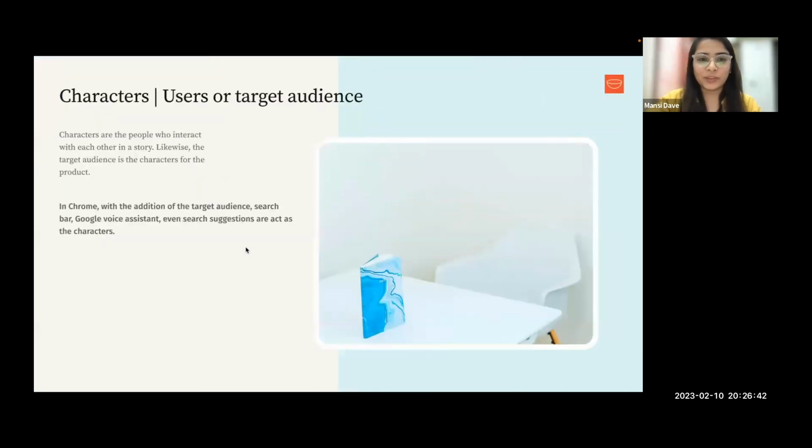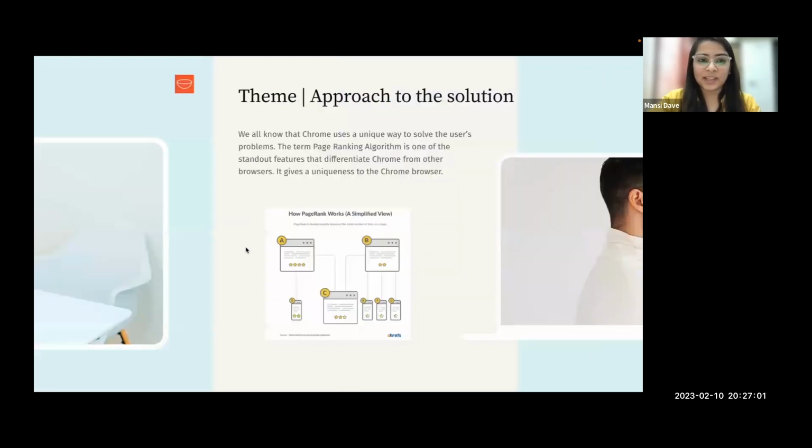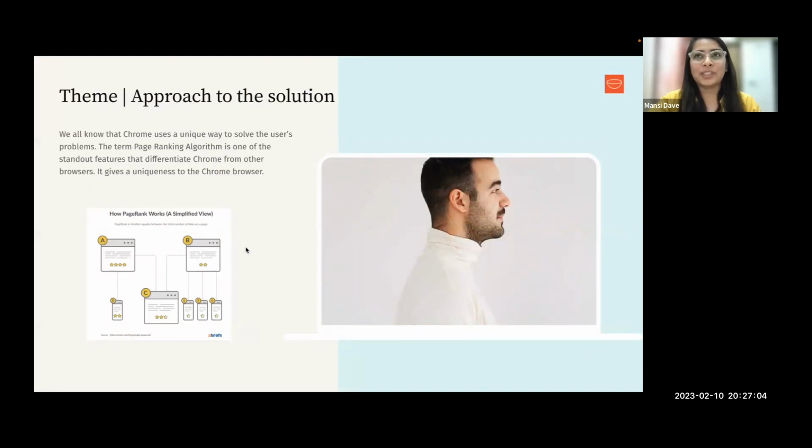Okay. Now moving on. Next is characters, which are users or our target audience. Characters are just your users who are going to use your product. So in Chrome, in addition to the target audience, the search bar, Google Voice Assistant, even suggestions act as characters. And then comes the theme. Now, theme is nothing but how you approach the solution. We all know that Chrome uses a unique way to solve users' problems. It has their own search history, the things which the users have already used, their own algorithm. So it gives uniqueness to the Chrome browser.